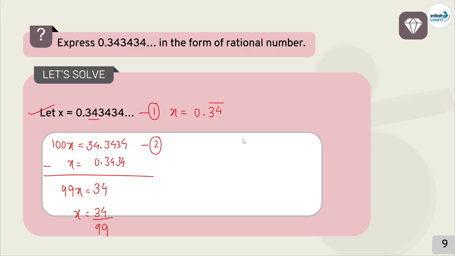Then what have we done? Equation second minus equation number 1. On solving, the value of x is 34 upon 99. So we have expressed the quotient in the form of a rational number. Clear to each and everyone? Anybody having any doubt? Clear? ठीक है, चलें आगे. Answer is 34 by 99.